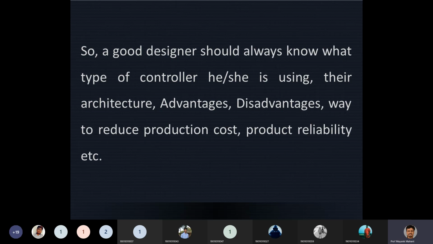So a good designer should always know what type of controller he or she is using, its architecture, advantages and disadvantages. We know that there are microcontrollers everywhere around us, so we must know the architecture of a microcontroller, the advantages or disadvantages of using one, how we can reduce the production cost, or how we can increase product reliability. All of that can be done if you have very good inside knowledge of microcontrollers.